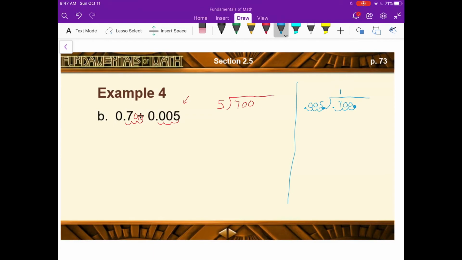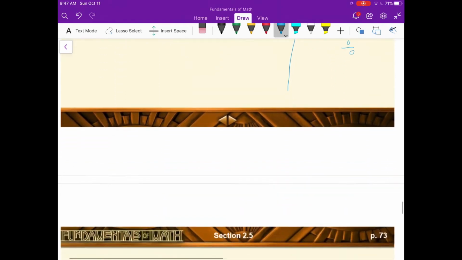This is 5 into 7, which is 1. 1 times 5 is 5. We subtract, get 2, bring down the 0, we get 20. 5 into 20 is 4. 20, 0, and we bring down a 0, and 5 goes into 0 times with a remainder of 0. So our answer is 140.